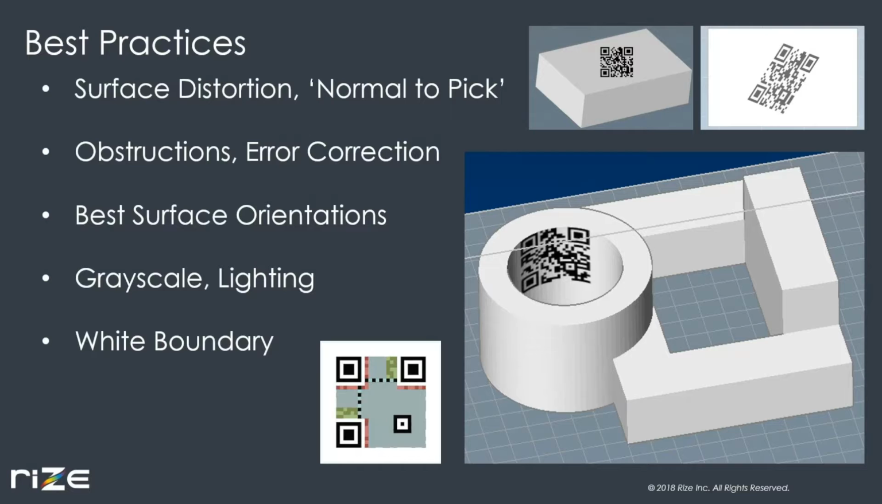These codes will be difficult to read. To avoid the problem of angled application, you can use the normal to pick option in markup mode. This lets you select a surface and the camera view will orient itself to face that surface directly.